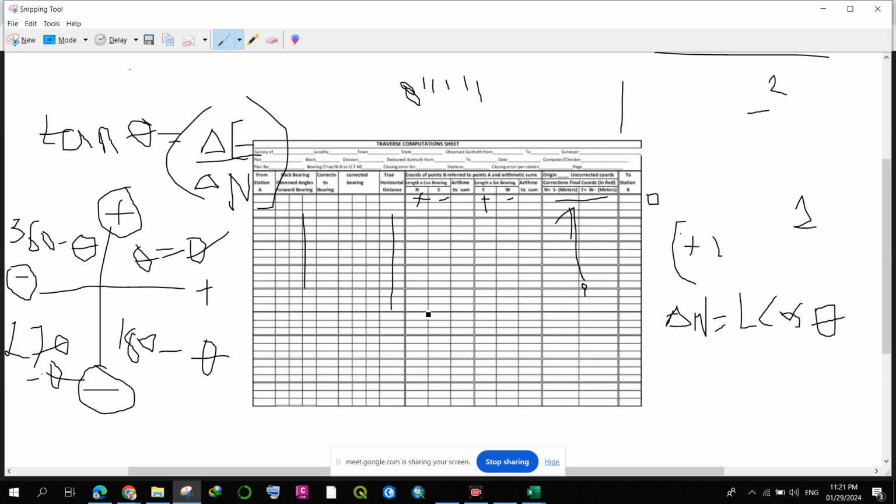What we want to get is the partial coordinate, that is the partial northing and partial easting. The partial northing is L cos theta. What is my L? That's the measured length, which is 50. So it's 50 cos theta. What is theta? Theta is the bearing. Did you get that?